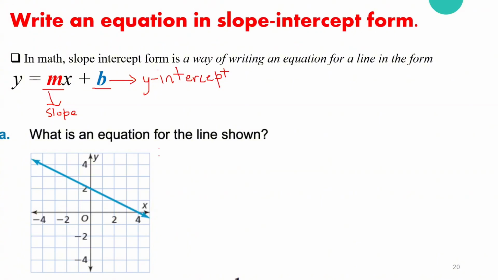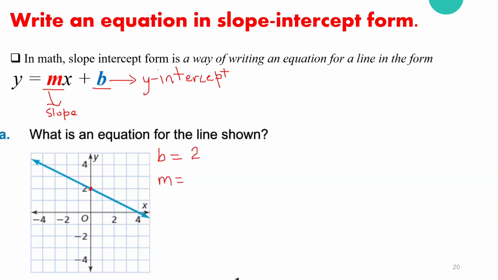Now, what is my y-intercept, which is the same thing as b? b is equal to positive 2, because if you look on the graph, the line crosses the y-axis above the origin, which we know is going to be a positive y-intercept, and it crosses it right here when y is 2. We need to find our slope.